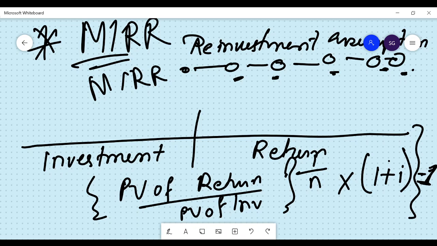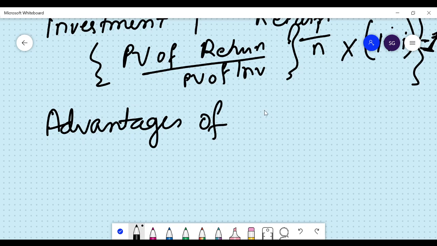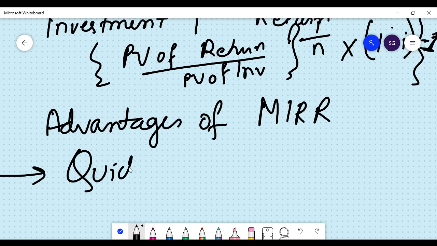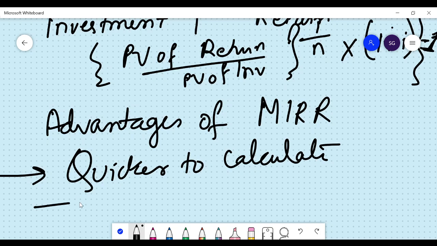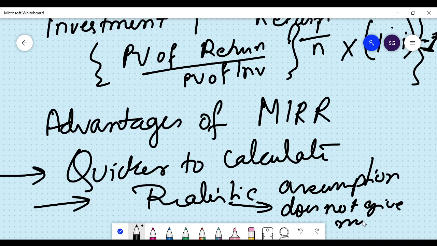The last topic that we have is advantages of modified IRR. First advantage is that it is quicker to calculate than IRR. Second, that it has a more realistic assumption. As we saw earlier, the reinvestment assumption, this MIRR solves that problem. And the last is it does not give multiple answers like IRR.